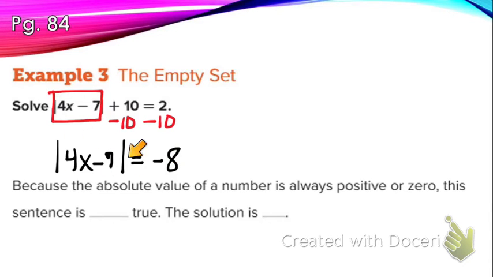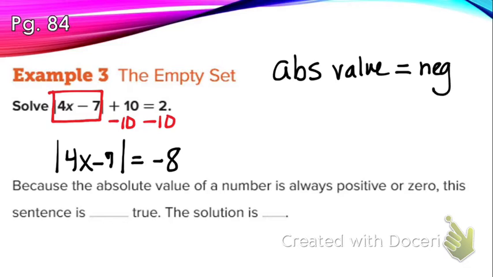So when you get down to this step, if you have an absolute value equal to a negative number, then you stop right there. You don't have to do anything else. That's automatically a no solution. This sentence is never true. And the solution, well, we're just going to say that there is no solution.